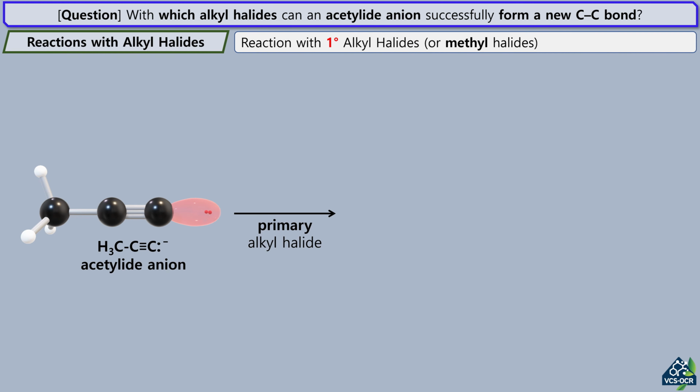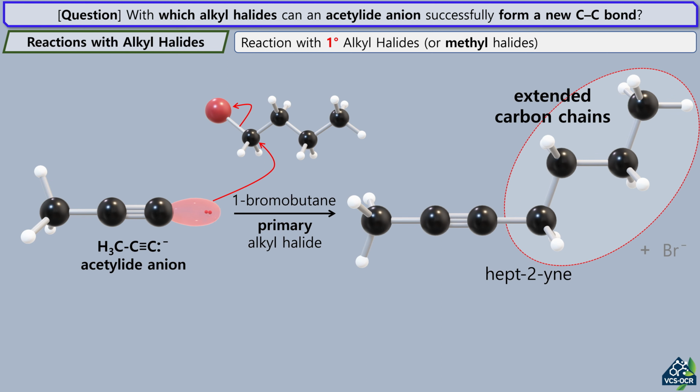Reaction with primary alkyl halides. The acetylide anion reacts readily with primary alkyl halides or methyl halides, where the halogen atom is attached to a carbon with minimal steric crowding. As an example, the acetylide of propyne can react with 1-bromobutane. In this process, the acetylide attacks the carbon attached to the halogen, and the halide leaves. This type of transformation is a common way to extend carbon chains in organic synthesis.